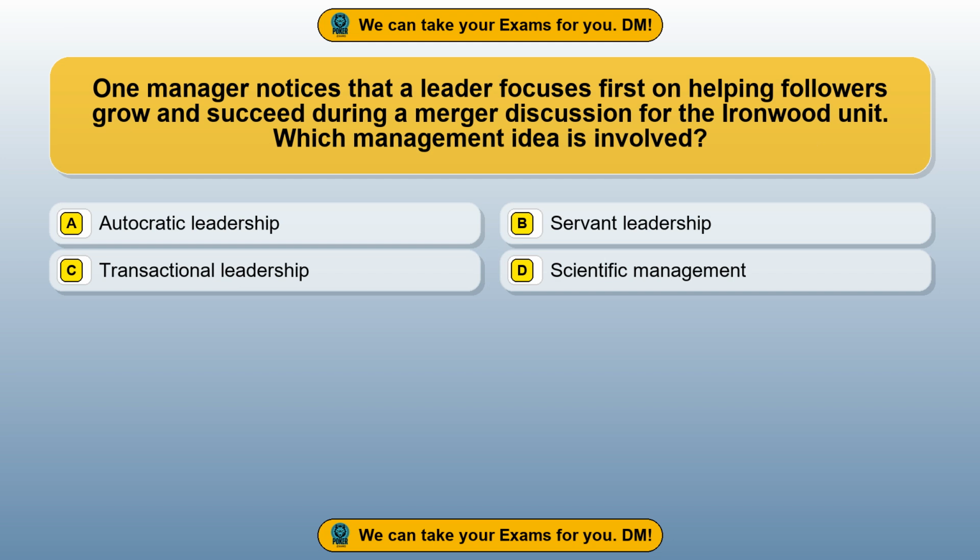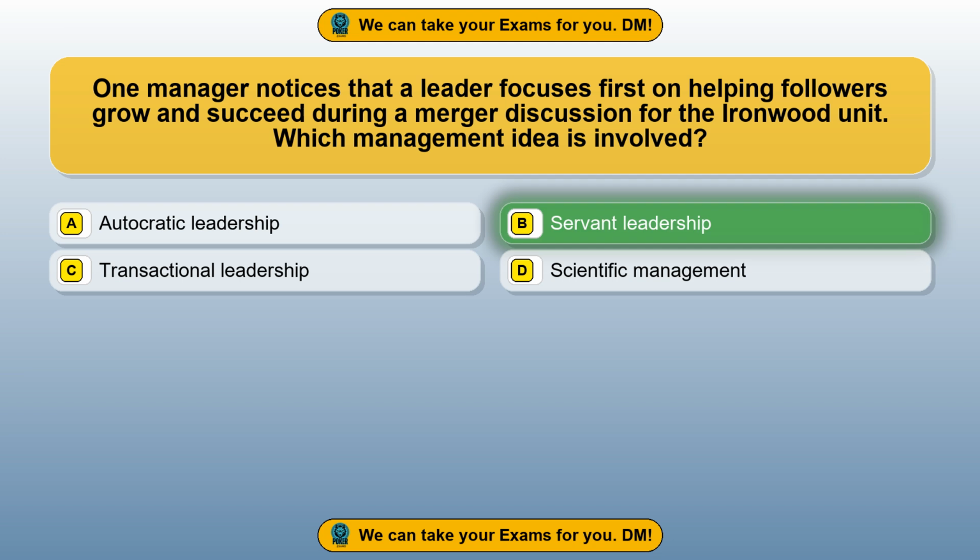One manager notices that a leader focuses first on helping followers grow and succeed during a merger discussion for the Ironwood unit. Which management idea is involved? Option A, autocratic leadership. Option B, servant leadership. Option C, transactional leadership. Option D, scientific management. The correct answer is option B, servant leadership.